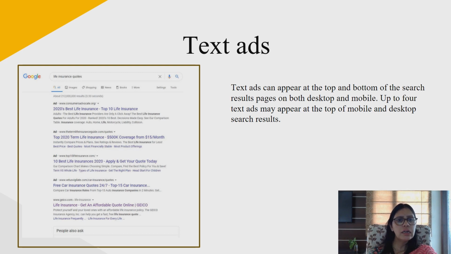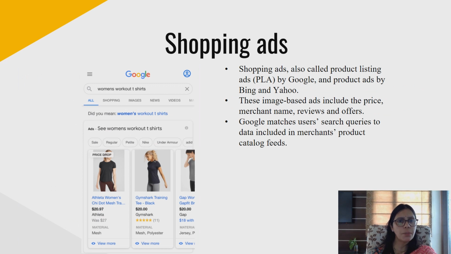Then the third category of ads are shopping ads, which you must have seen. So if you're typing something, initially on the top, these ads appear. They are also called product listing ads by Google, and they are the product ads which you can see on Bing also and on Yahoo also. So these image based ads include the price of the product, the merchant names, and reviews and offers as well. So it is a very handy and consolidated form of information given about the product.